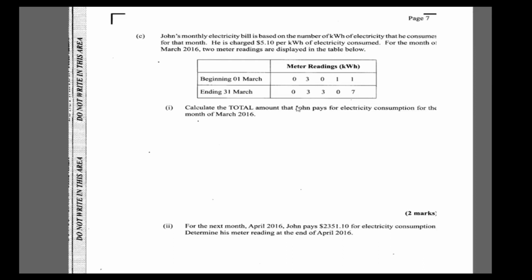So now it says, calculate the amount of money that John pays for electricity consumption for the month of March 2016. So first thing we need to do is find out the difference to find out how many kilowatts he consumed for the month. So the consumption of kilowatts for the month is going to be equal to the difference: 3007 minus 3011. That gives you the amount of kilowatts that he burned for the month. So for the entire month, he burned 296 kilowatts.